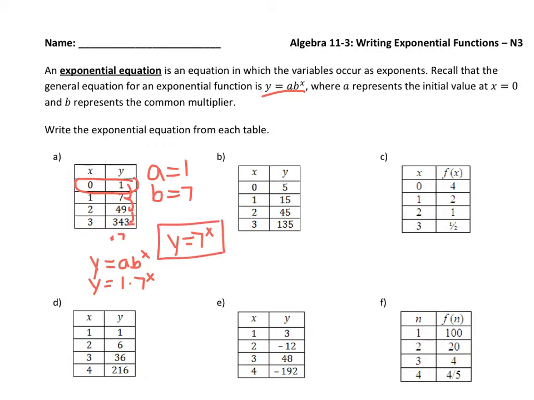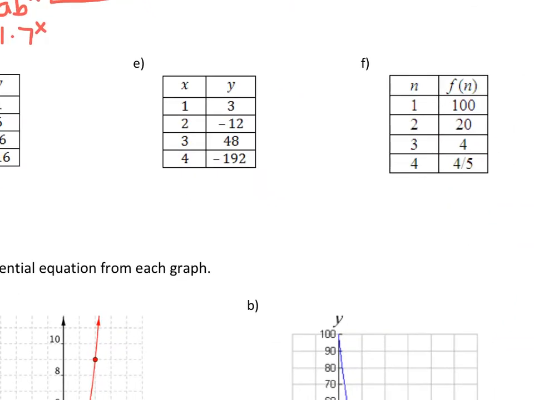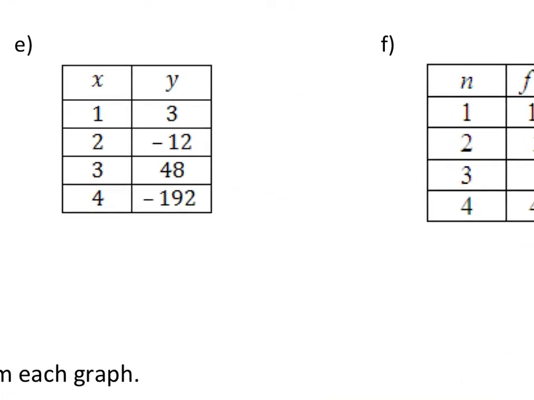Okay, this won't always happen where you're given the starting value. So let's take a look at E. When we're not given the starting value, we're actually just going to use our equation, y equals ab to the x, to find our starting value. So pick any point. I'm going to choose the first one. The y value is 3. Plug it in. We don't know a. The b value, well, we can still figure that out.